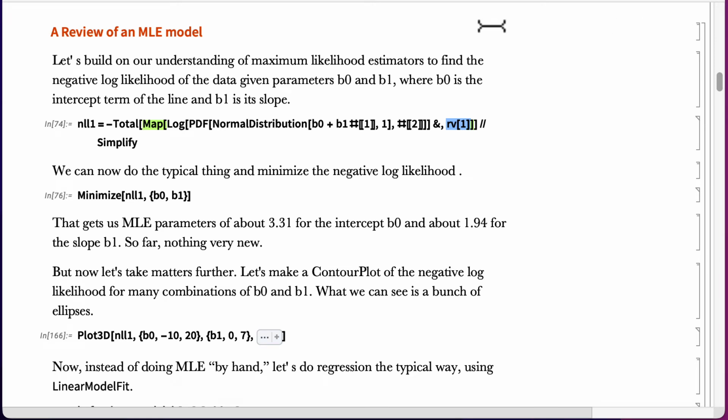Okay, let's keep going with a little more review. Let's recall our maximum likelihood estimation work with regression. And the idea is we have symbolic parameters b0 and b1, where b0 is the intercept term of a line and b1 is its slope. And what we're trying to do is to calculate the log of the PDF of some normal distribution whose mean is a linear function of the x value, and we evaluate that at the y value. And then what we do is, after we've computed those log PDFs, we're going to take the negative sum, thus the negative log likelihood. So let's do that.